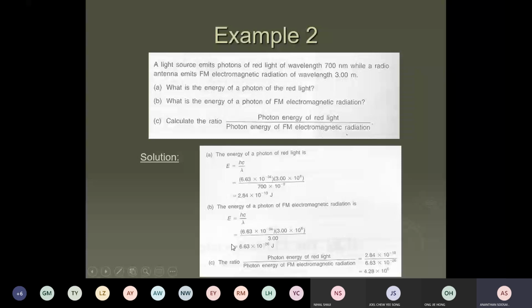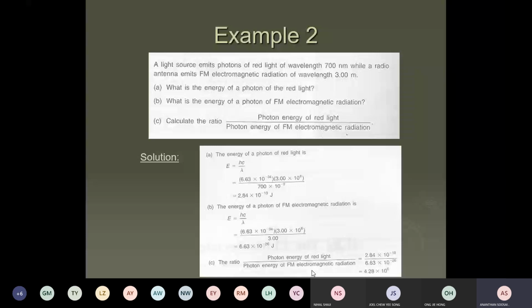And third, they're asking what is the ratio of the two photon energies, red light divided by electromagnetic. I think red light has far more energy than the electromagnetic radiation because of its very low wavelength compared to the EM radiation, compared to the radio wave.